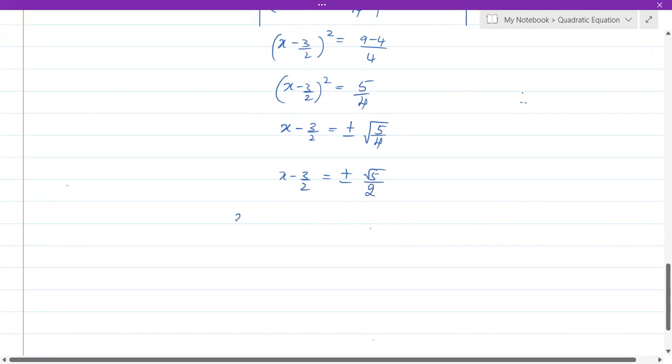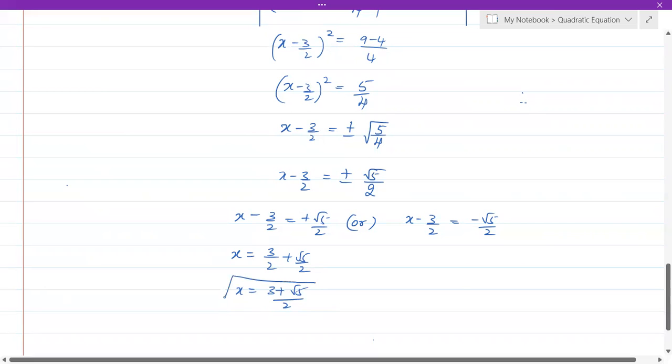So there are two possibilities here. x minus 3 by 2 is equal to plus root 5 by 2, or x minus 3 by 2 is equal to minus root 5 by 2. Therefore, x is equal to minus 3 by 2, the other side will become plus 3 by 2, plus root 5 by 2. So the denominators are same. Therefore, we can write it as 3 plus root 5 by 2.